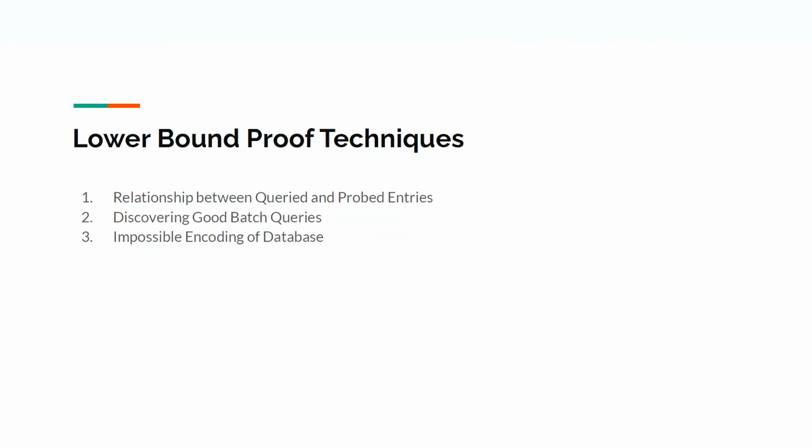All right, so I'm going to get into lower bound proof techniques now. How do we actually prove this lower bound? And we do this in 3 steps. The first is we're going to develop a relationship between queried and probed entries. I'll go through exactly what a queried and probed entry is later. The second thing is we're going to come up with a hard distribution, which is discovering good batch queries. And then finally, like I said, the standard technique we always use in proving lower bounds is to find an impossible encoding of a database. Because the last is a standard technique in data structures, I'm only going to focus on the first 2 in this talk due to lack of time.